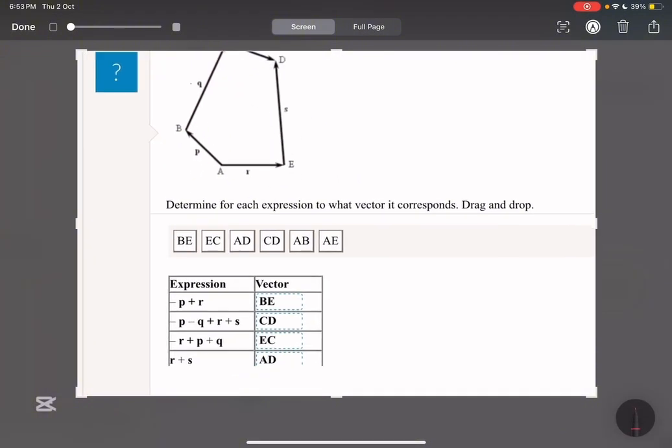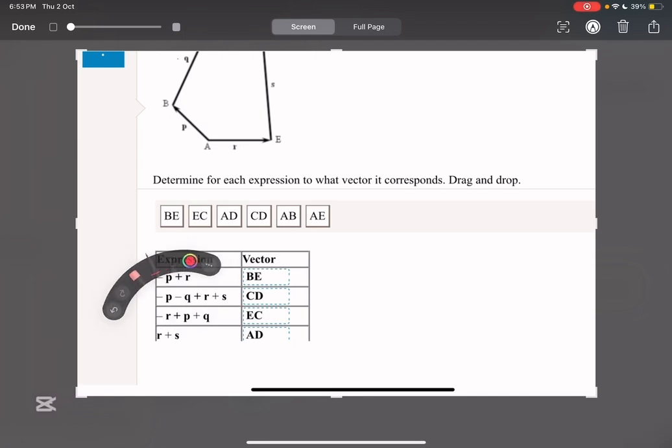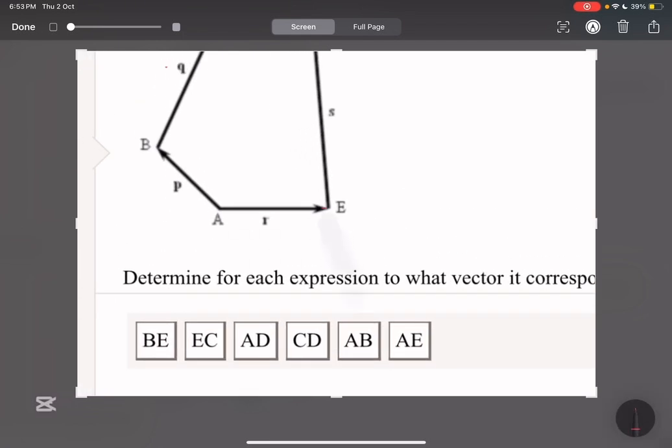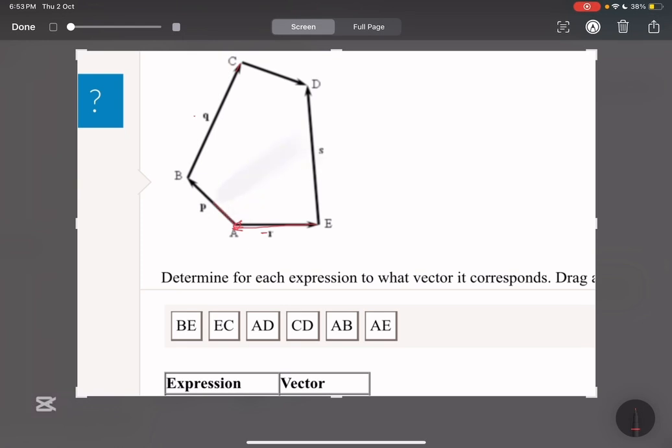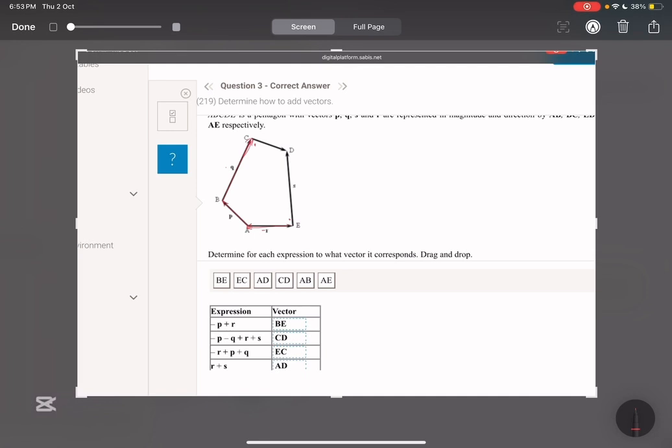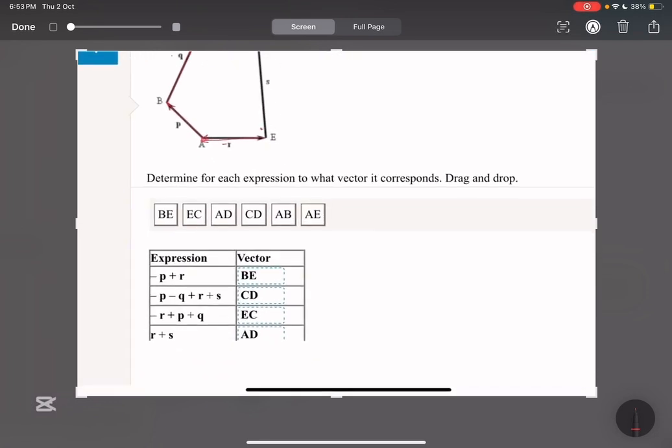okay, and then negative R, so we check R, it's from A to E, so we flip it. Since it's negative, it becomes E to A, so this is negative R, plus P, so normal P in this direction, plus Q, so a normal Q in this direction, and it will be from E to C. Okay, basically the initial point till the end point, that's basically it.